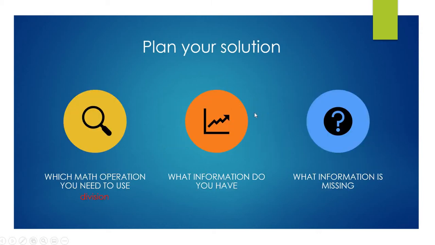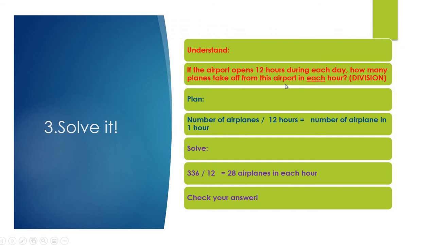So we already have the number of airplanes that take off every day, which is 336, and we know a working day at the airport is 12 hours. So if we want to find out the number of airplanes that take off in 1 hour, we simply have to divide the number of airplanes for a day by 12 hours a day, then we get the answer.